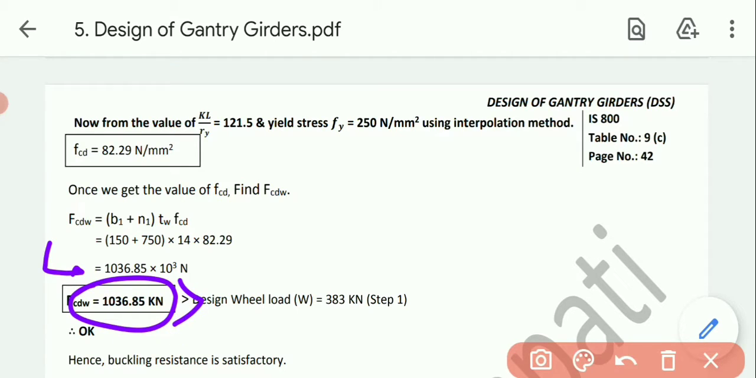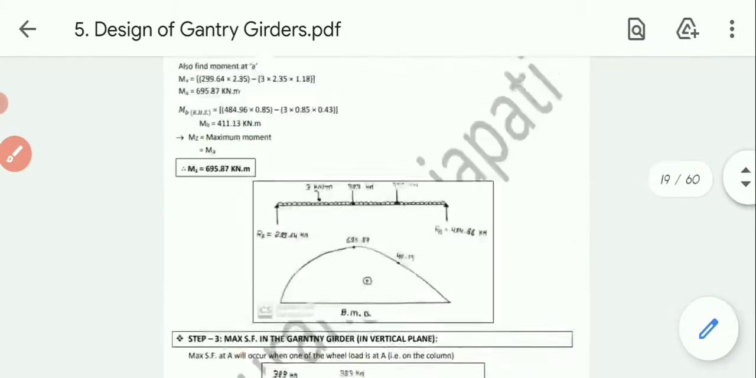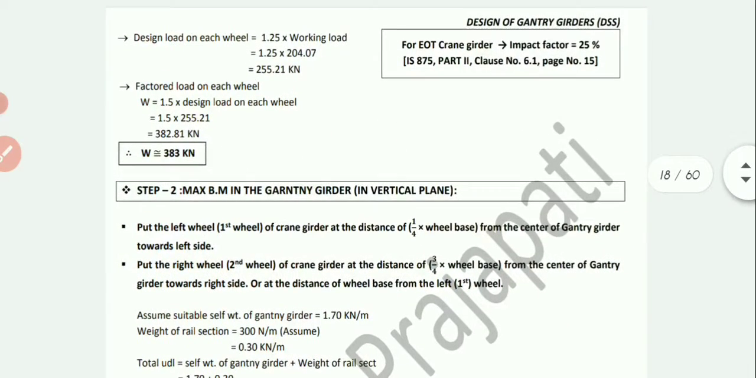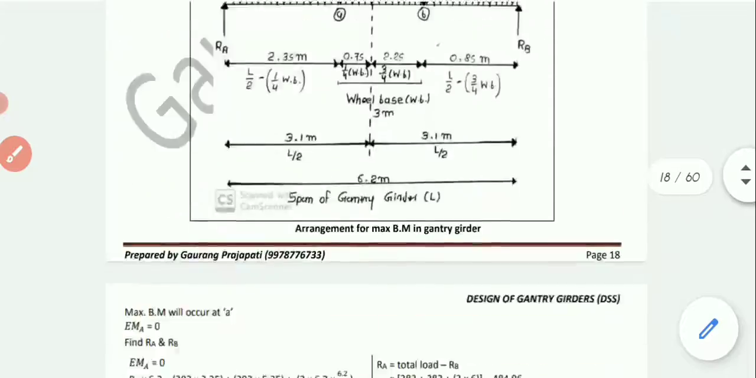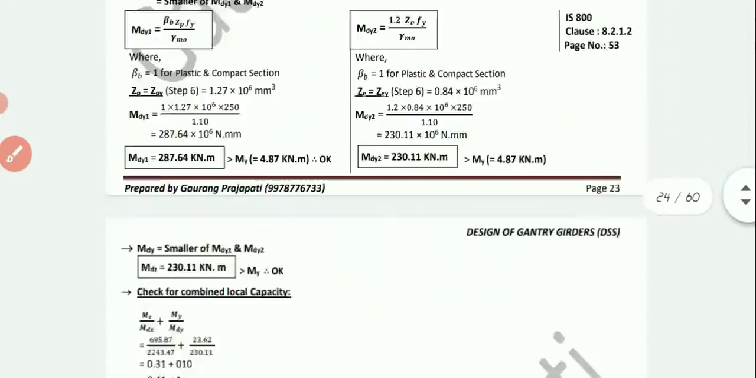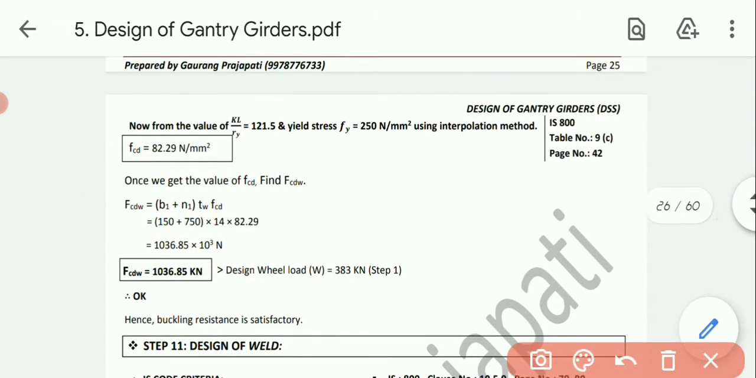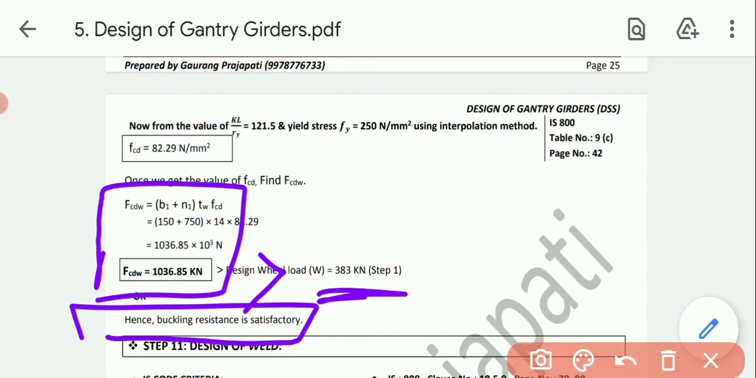So this FCDW should be greater than the maximum factored load, that is the wheel load, which we have already derived in step number 1, 383 kilonewton. Let me just show you this in step number 1. Yeah, over here we have the design load, wheel load, that is 383 kilonewton. So our FCDW will be greater than this. It is 1036, which is greater than 383, and it's okay, the buckling resistance is satisfactory.